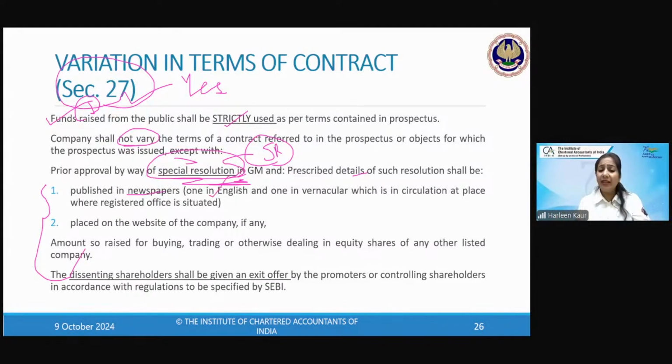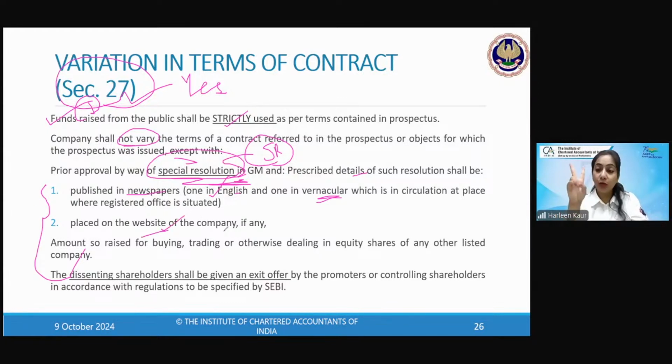Which newspapers? One English newspaper, and one vernacular newspaper, meaning of the state in which the registered office is situated. If you're in a particular state like Maharashtra, then Marathi will be understood in that newspaper. If you're in Punjab, then Punjabi, the vernacular language of the state in which your RO is situated. And one in English, so that English is taken to be a common language everyone can understand. And also place this notice on the website of the company.